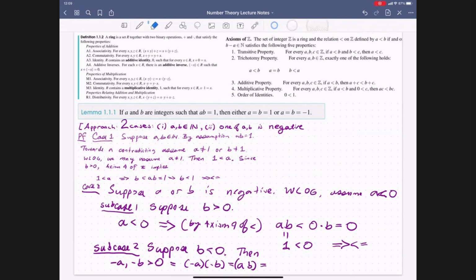We know from case 1, so AB by assumption is 1, but now we have negative A is positive, negative B is positive, we're multiplying them and we're getting back 1, so case 1 comes to the rescue and tells us that it must be the case that negative A equals negative B equals 1. We need to be careful here because of the negatives, which in turn implies A equals B equals negative 1. And so now we are done with this lemma.